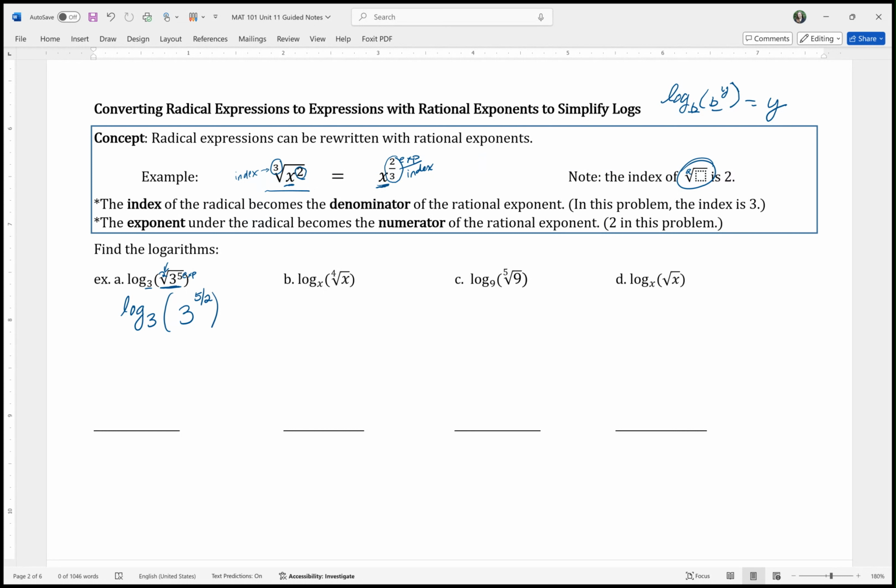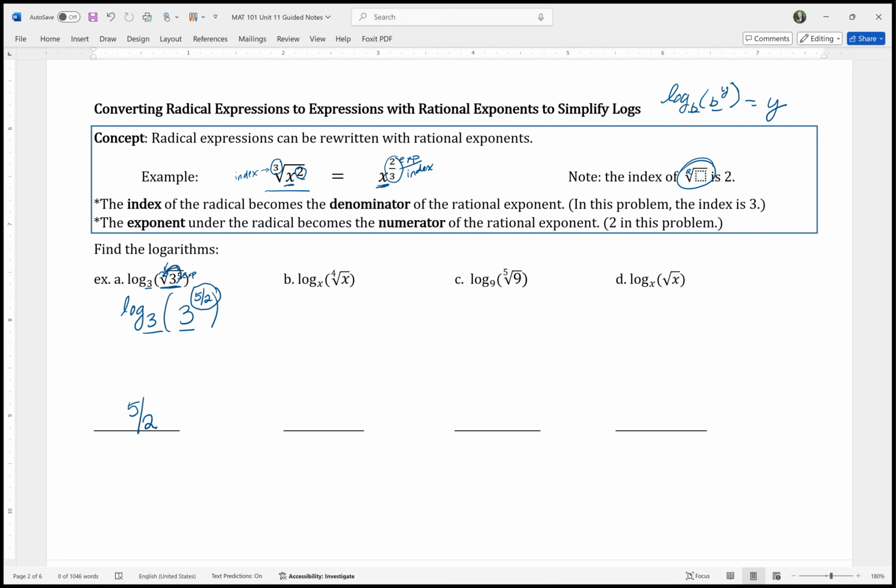Inside over outside. If you've seen previous videos, I did the backward C thing. That still applies here. It's going to be 3 raised to the 5 divided by 2. Now that we've done that, we can see that our bases are the same, and that exponent of 5/2 becomes the answer. So this is kind of a way to convert and get the answer very quickly. Let's look at the next one.